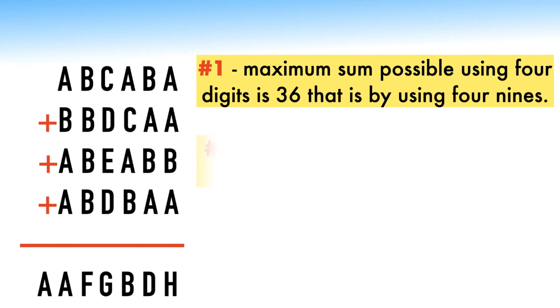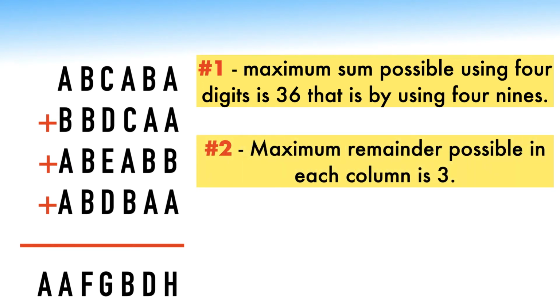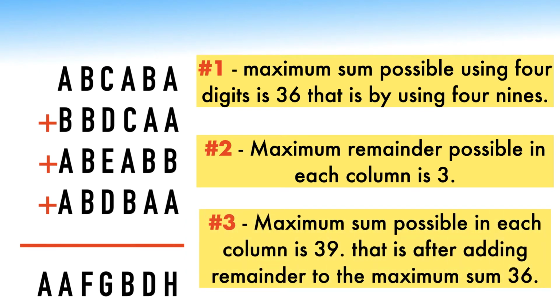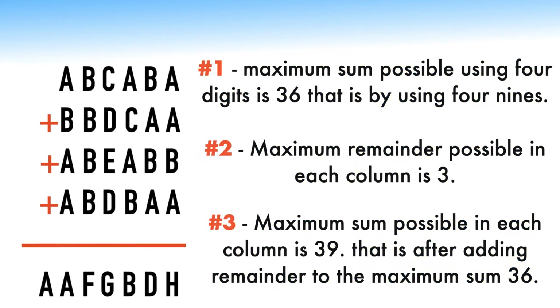And number 2, since the maximum sum possible using 4 digits is 36, the maximum remainder possible in each column is 3. Number 3, the maximum sum possible in each column is 39, that is after adding the remainder to the maximum sum 36. Now we have to apply these 3 most important rules to find the value of each letter.